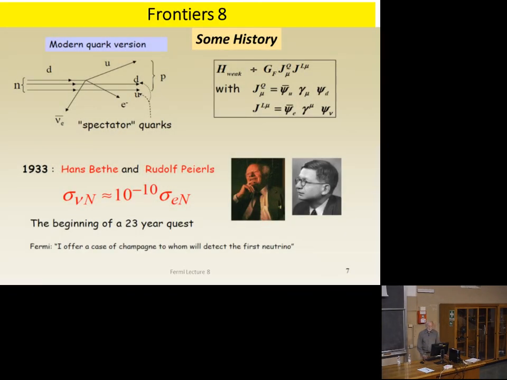Okay, so in modern days, we look at the weak interaction or the decay of the neutron a little bit differently. So we have spectator quarks, as we call it, and we have a decay that looks more like this. You doing that in the 1930s, the cross-section I've written here, and this began the long quest to see if there was a neutrino and whether it could be detected. And in fact, Fermi himself made an offer that he'd buy a case of champagne to whoever could first detect the neutrino.